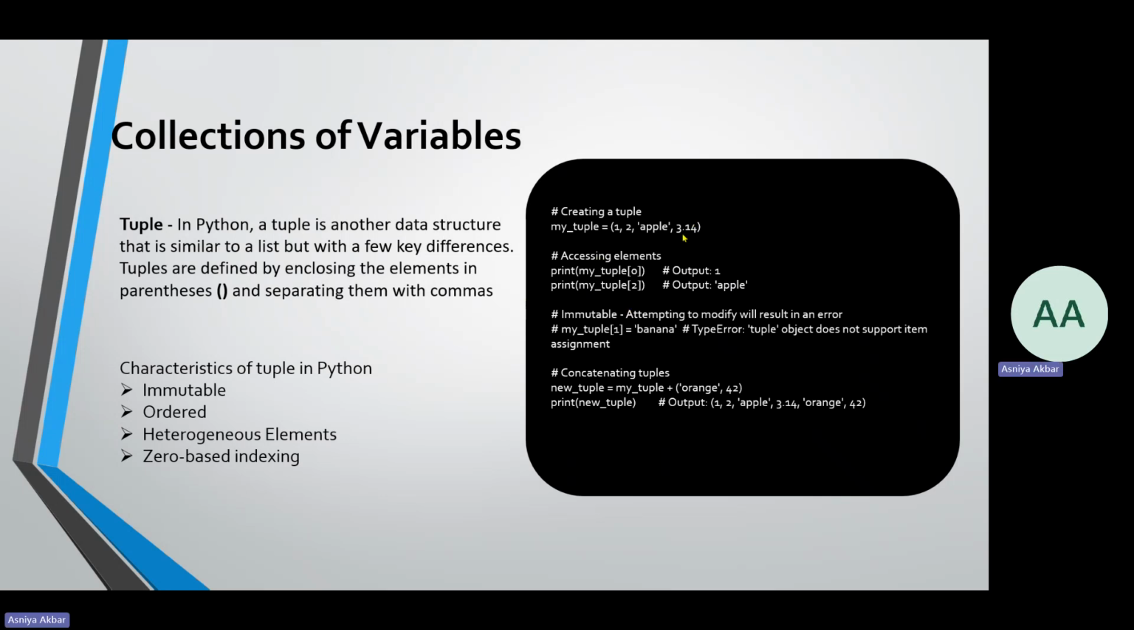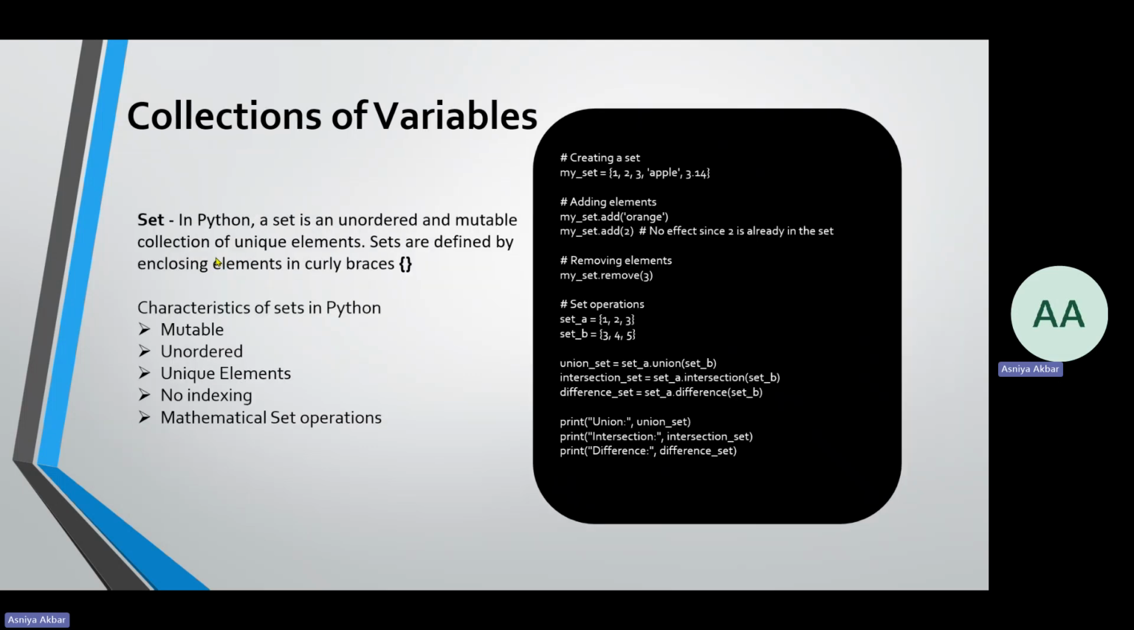Next, how can you access the elements? Again using the index number. You cannot add or remove elements in a tuple after they have been created, and you can add two different tuples and create one tuple. So a few characteristics: it is immutable, meaning that it cannot be changed. They are ordered, meaning that however you create a tuple, the order will remain the same. And then you can have different data types. And lastly, it has zero-based indexing, meaning that the index number starts from zero.